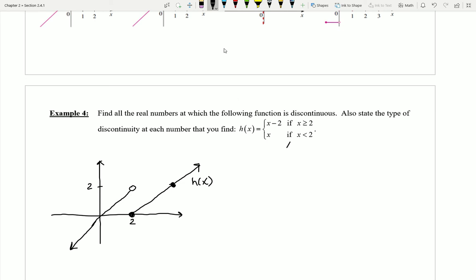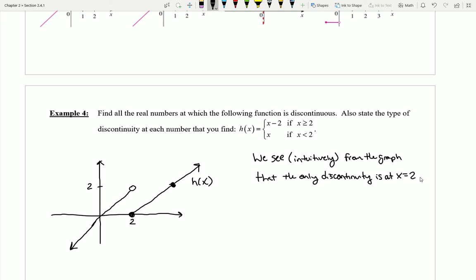So I can say here the following. I'll state that we see intuitively from the graph that the only discontinuity, the only spot where this graph breaks apart, is at what x value? Well, it's at the x value of 2. So the only discontinuity is at x equals 2.